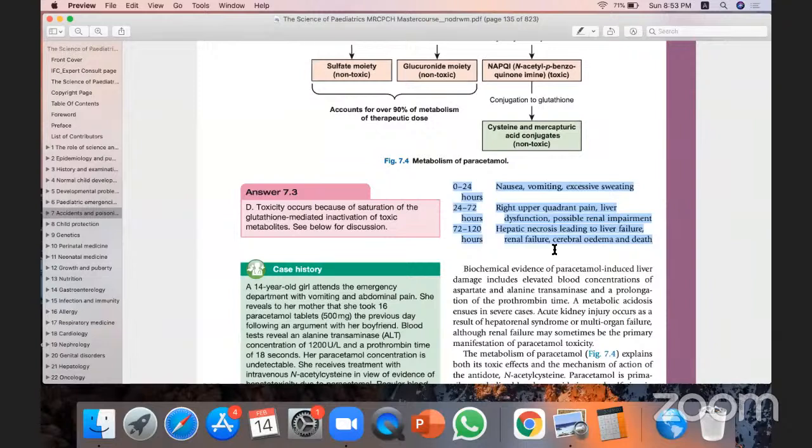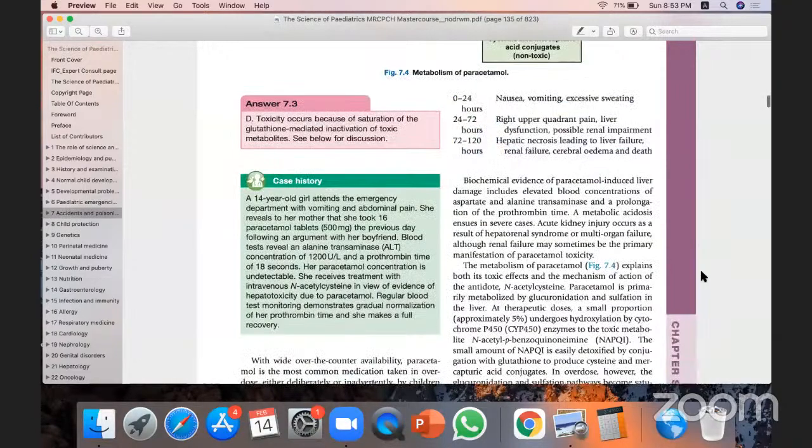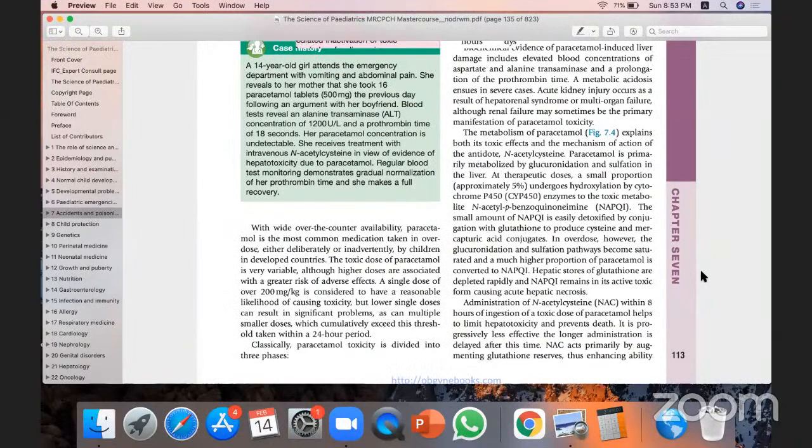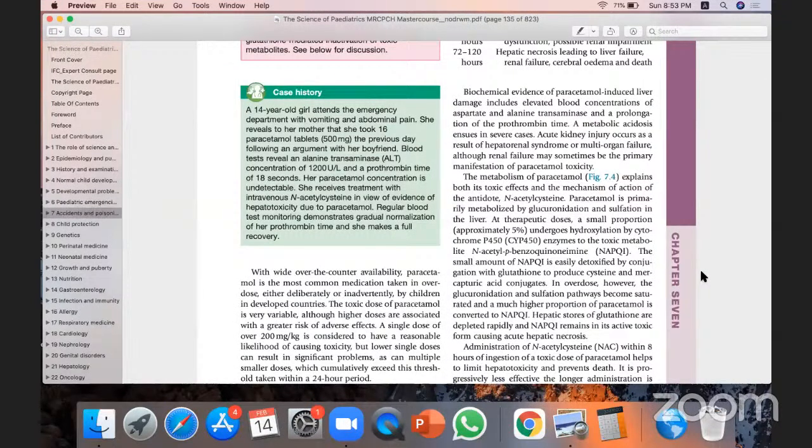This question came in my exam. What are the stages? Which stage causes which one? Cerebral edema and death. Okay. So you are not only reading for part 1, okay? Remember, you are reading for part 2 also. So this whole paragraph, biochemical evidence, is important.